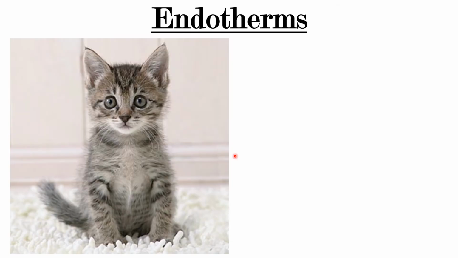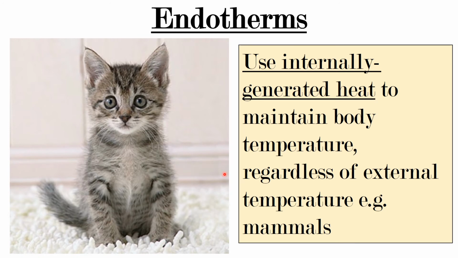Now, to think about why some food chains have a higher ecological efficiency than others, we have to look at the differences between endotherms and ectotherms. So this is a cat. It is an endotherm, and what endotherms do is they use internally generated heat to maintain their body temperature, regardless of external temperature.